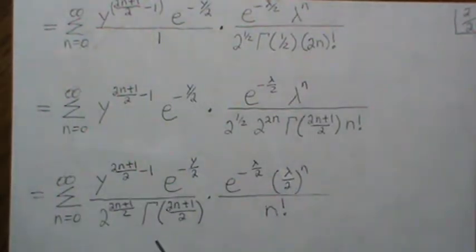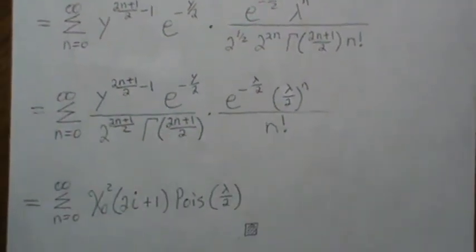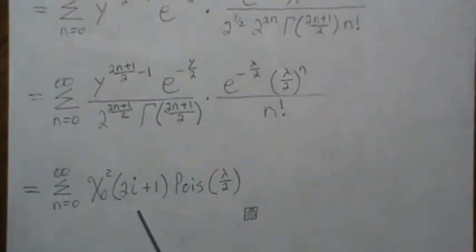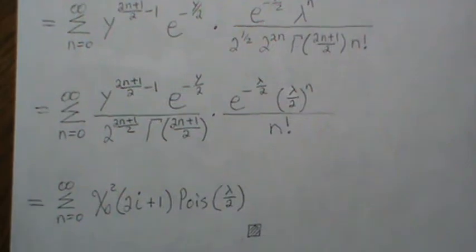And the reason that we do this is because this is a central chi-square distribution with 2n plus 1 degrees of freedom. And this is a Poisson distribution. So it can be thought of as a mixture distribution of central chi-squares with Poisson weights. And that's what we set out to show.